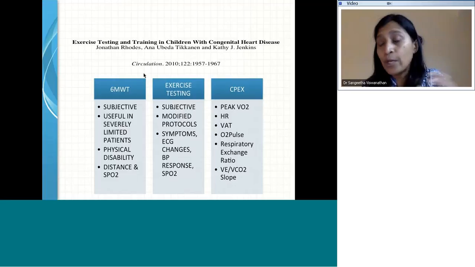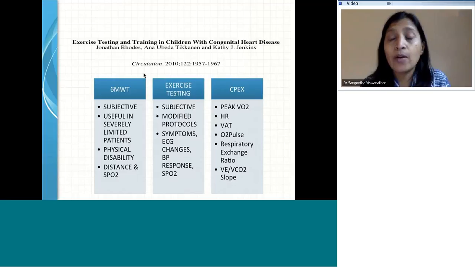Because we know the inspired gas concentrations, and we can measure the expired oxygen and carbon dioxide concentration, we can determine the oxygen consumption of the patient during exercise. So that is the basic fundamental. Other parameters are also calculated.